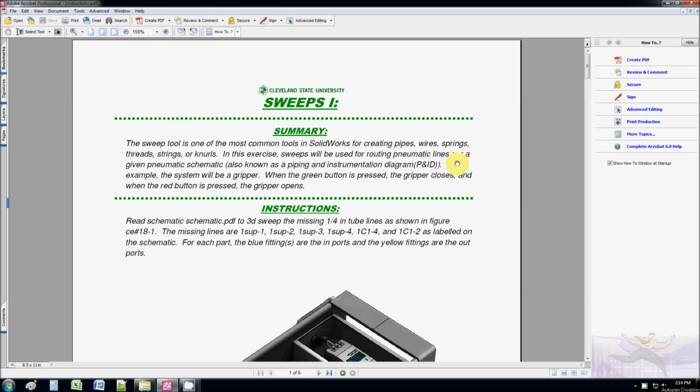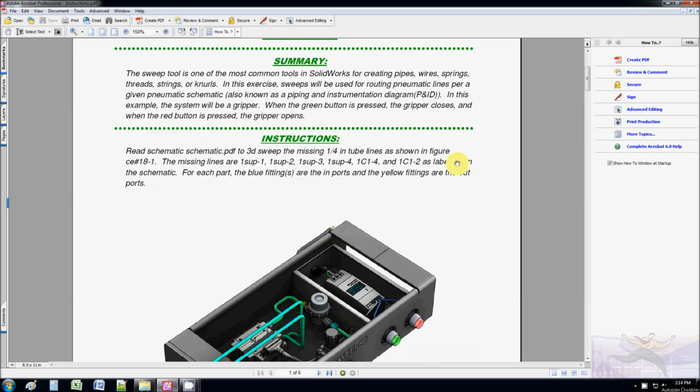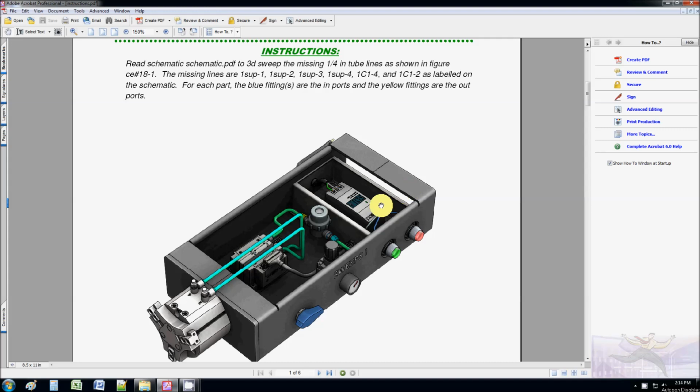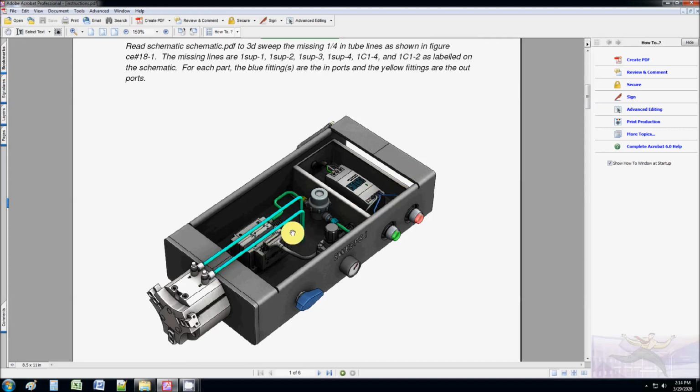So today's topic is going to be about sweeping. We're going to learn how to use the sweep tool to create pipelines. And it's a pretty simple tool. All you really need is a profile sketch and a path sketch, and you just run the sweep tool and you get that. As simple as this tool is, it's actually a very common task in engineering.